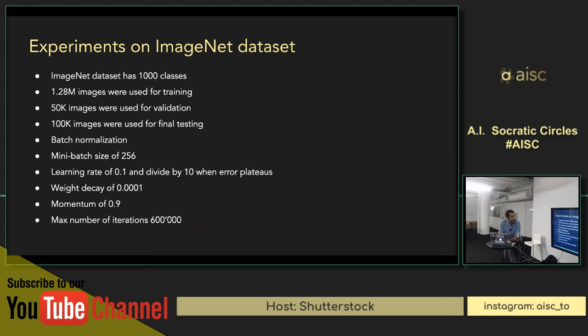For the experiment on the ImageNet dataset, as I said, ImageNet is a dataset with 1,000 classes and 1.28 million images used for training. 50K of these images were used for validation, and 100K, which was on the test server, for testing results. They used batch normalization, a mini batch size of 256, and these are the other hyperparameters that they used for the ImageNet dataset.